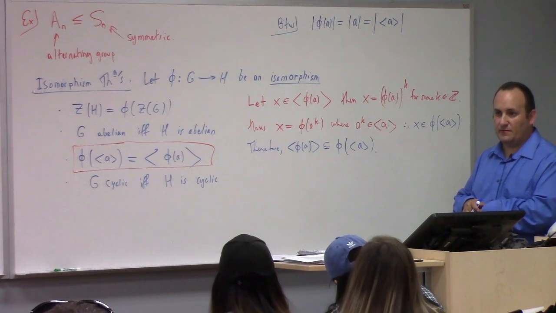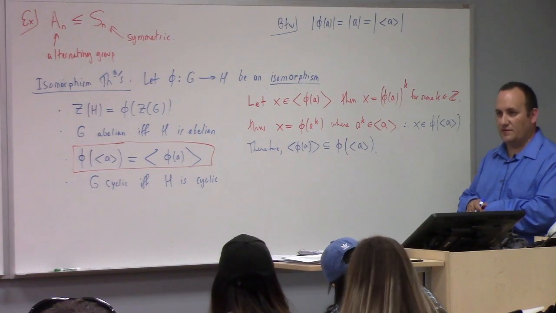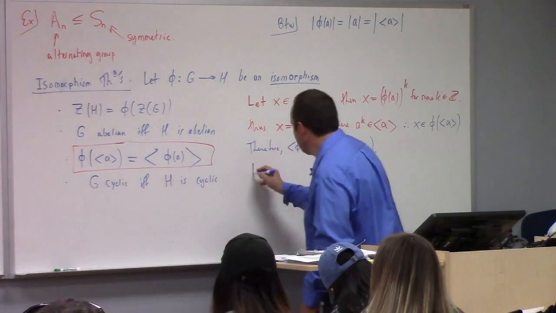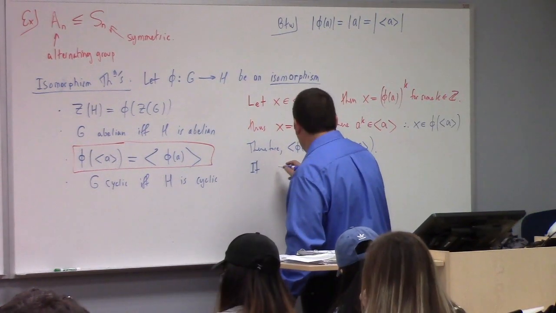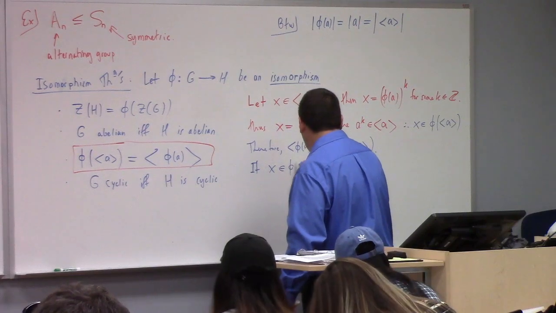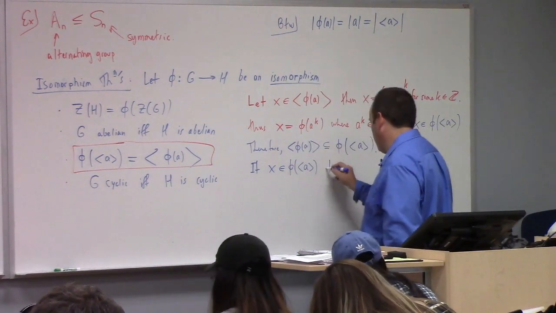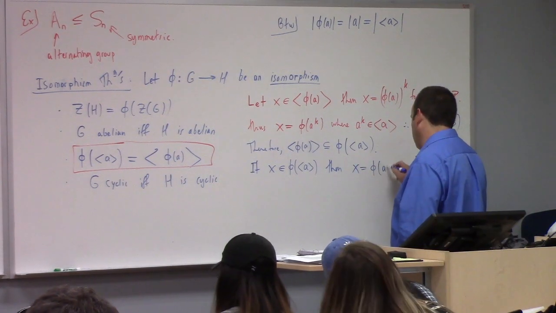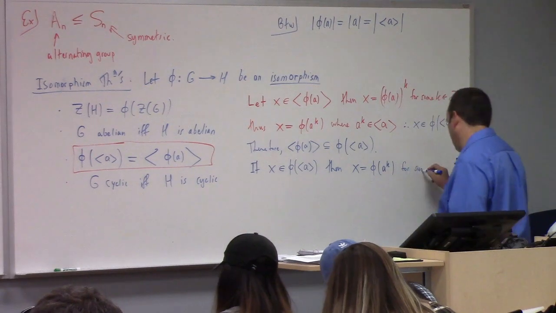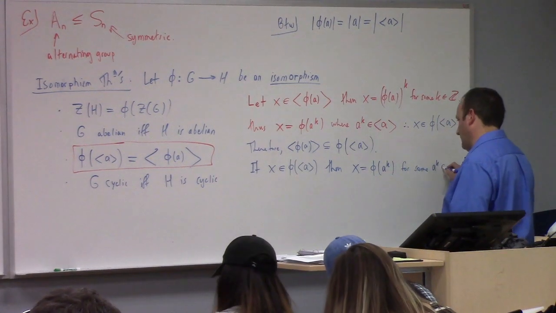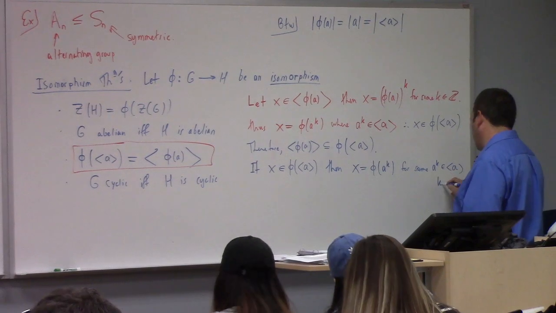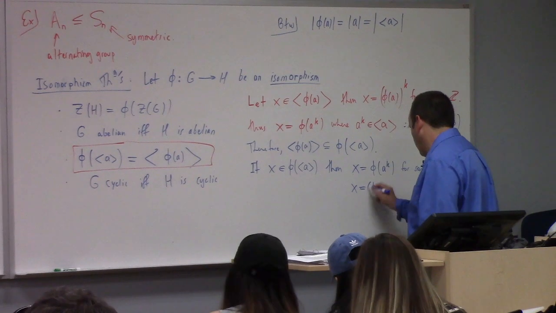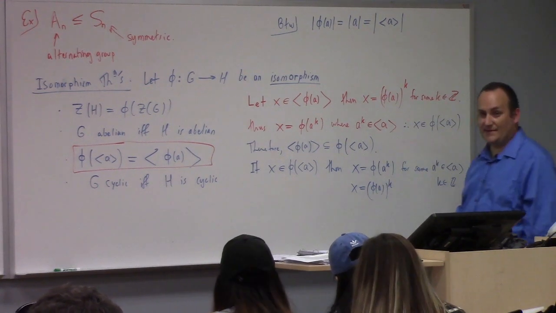Now we can prove these sets are equal. We need to go the other way as well, right? If X is an element of phi of this, then that means that X is equal to phi of A to the k for some A to the k in here, where k is an integer. And that says that X is equal to phi of A. I'm sorry, it's almost the same argument, right? It is the same argument.